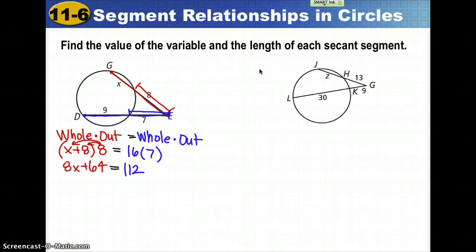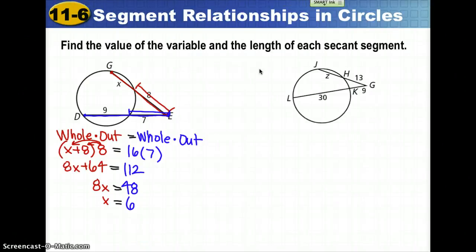Okay, then we will subtract 64 from both sides. When we do that, 8x equals 48. We're doing great. 8x equals 48. That means x equals 6. So x equals 6 here. We found the value of the variable.